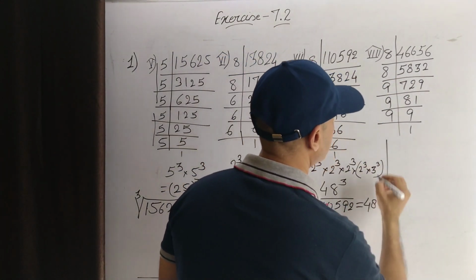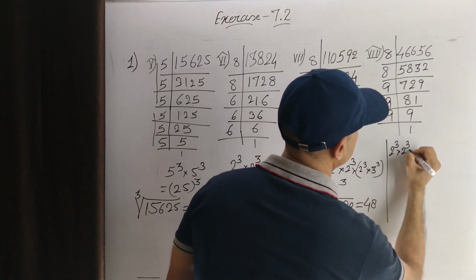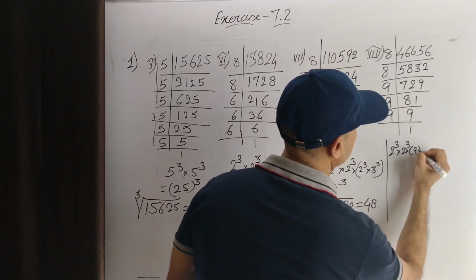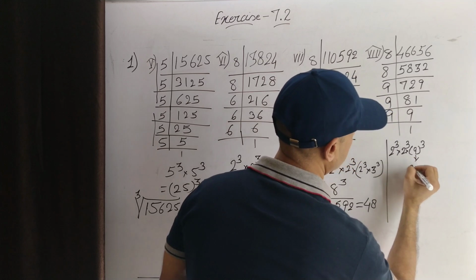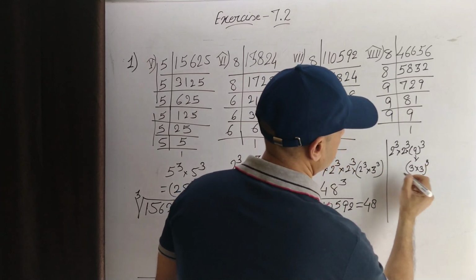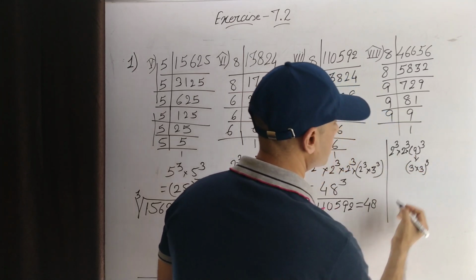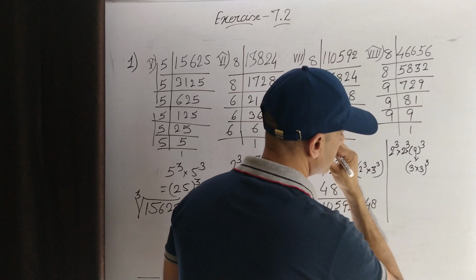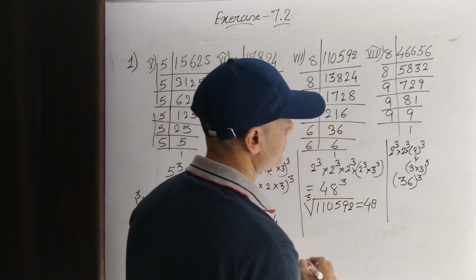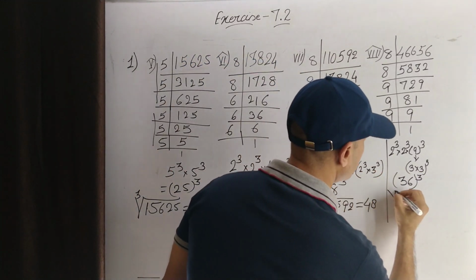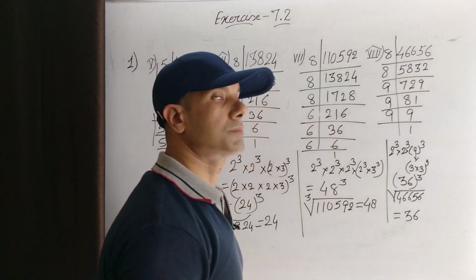So we'll write this 8 as 2 cube, this 8 as 2 cube, this 9 as 9 cube. Okay, and this 9 cube will be expanded to 3 into 3. So now we have all the prime factors and we'll get the result as 2 into 2, 4, into 3, 12, into 3, 36 cube. Hence, cube root of 46656 will be equal to 36. Clear?